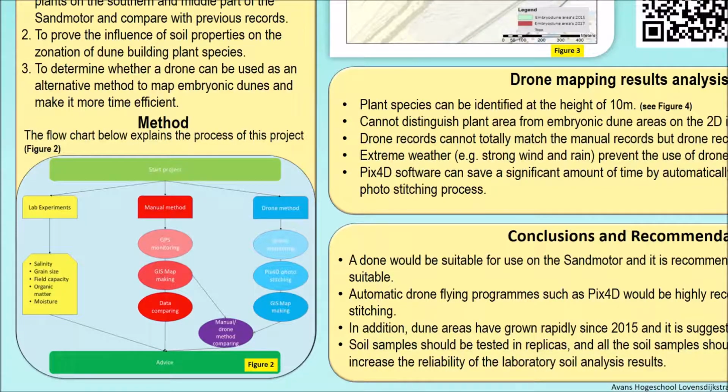The manual method entailed using a GPS to record dune areas, vegetation areas and plant points, and then using GIS to map this data. We classified the dune areas using the given protocol. Plant species and dune height were also recorded. When recording vegetation areas, percentage cover of plants was also noted. When this data was visualized on ArcGIS, it was compared with both the drone method and the data collected in 2015 by the manual method.